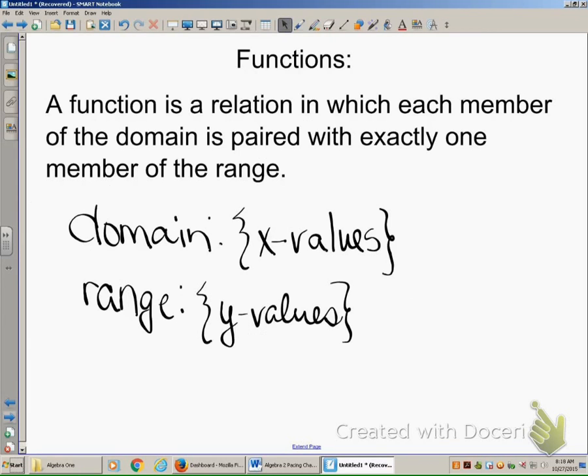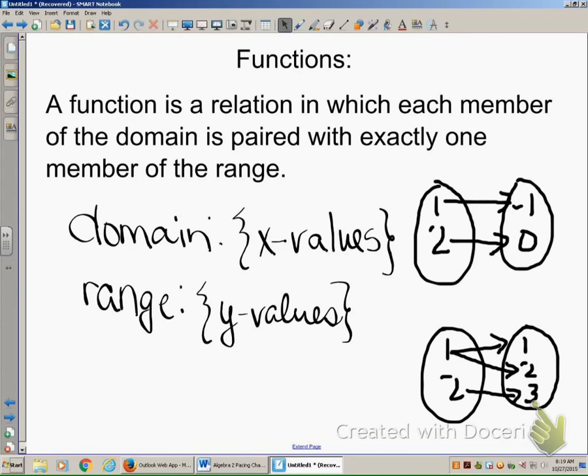So what we want to look at today is functions. A function is just a relation in which each member of the domain is paired with exactly one member of the range. We talked about before, the domain is just a list of all of the x values from a set of ordered pairs, and the range is the list of all the y values from a group of ordered pairs. Now what we want to do is determine whether this relation, or this group of ordered pairs, is a function or is not a function.